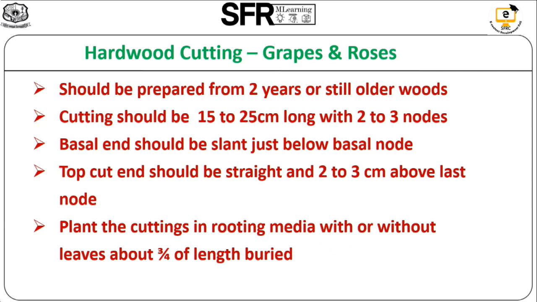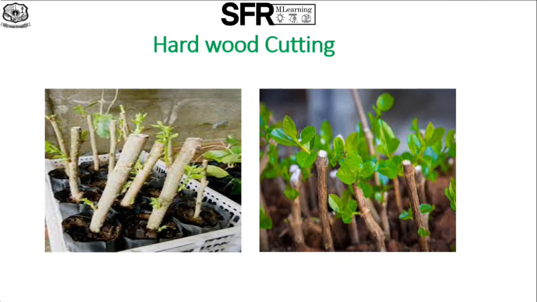So the top end should be straight and 2 to 3 centimeters above the last node, the upper node. Plant the cuttings in the rooting medium with or without leaves, but with the leaves it will be better. About 3/4 of the length of the stem should be buried under the soil or any rooting medium. So now you can see in the image, it is a type of hardwood cutting.